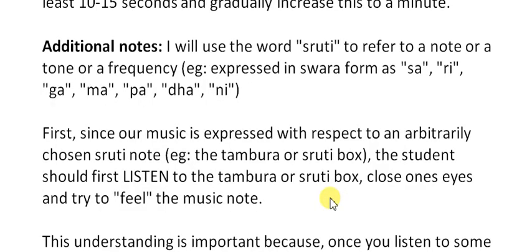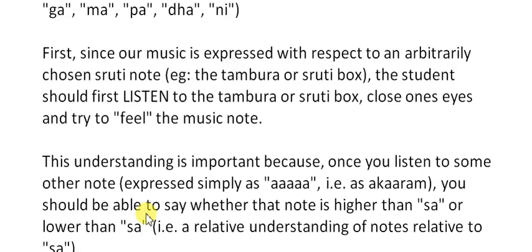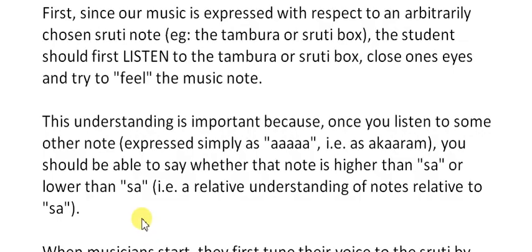First, since our music is expressed with respect to an arbitrarily chosen shruti note, for example the tambura or shruti box, the student should first listen to the tambura or shruti box, close one's eyes and try to feel the music note. This understanding is important because once you listen to some other note expressed simply as aa, an akaram, you should be able to say whether that note is higher than sa or lower than sa. That is relative understanding of notes related to sa.